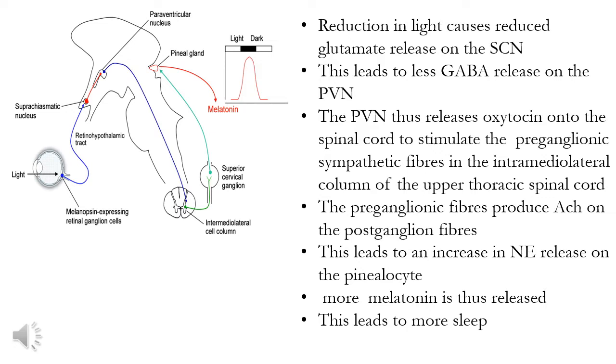So reduction of GABA release on the PVN will result in increased oxytocin release onto the intermediolateral component of the spinal cord. And thus you have more ACh being released onto the superior cervical ganglion, and this will excite the postganglionic cells that will then release norepinephrine. The norepinephrine will act on the pineal gland by attaching to the beta adrenergic receptors, and thus you'll have melatonin released into the blood. Then this will lead to more sleep.